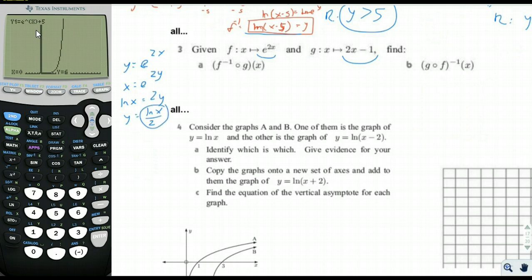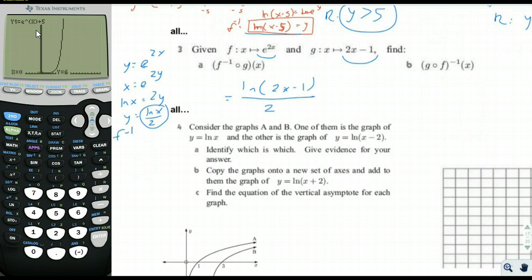Okay, so this will be f inverse. And then g is just 2x minus 1. So first we'll do 2x minus 1, and then that will be followed by natural log of that divided by 2. So that's what that would equal. Okay. Now what about g follows f and then the inverse function of that?